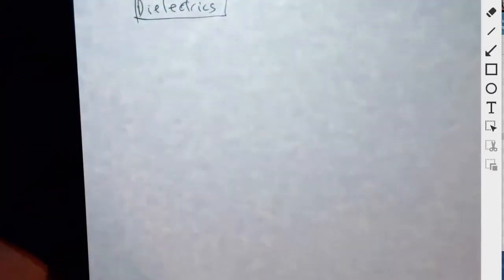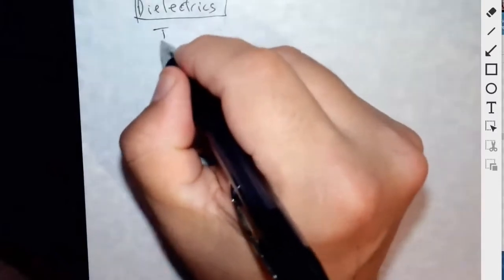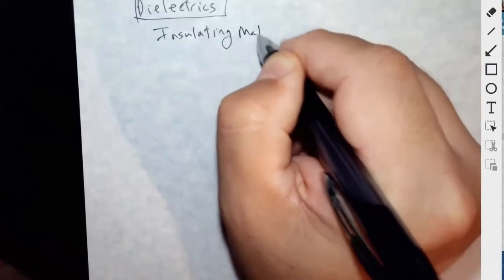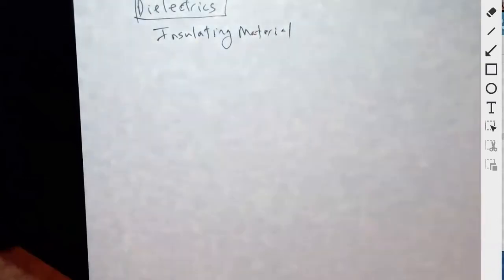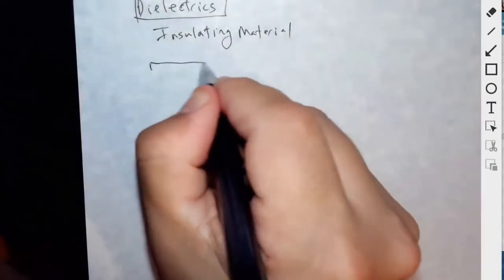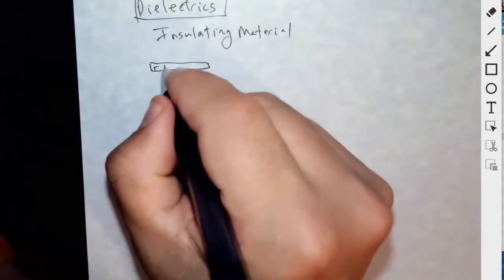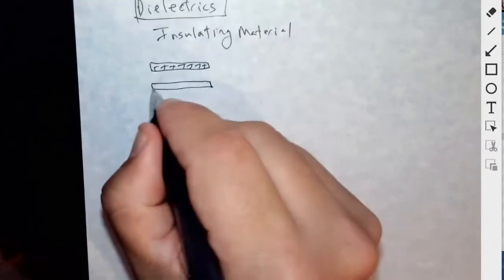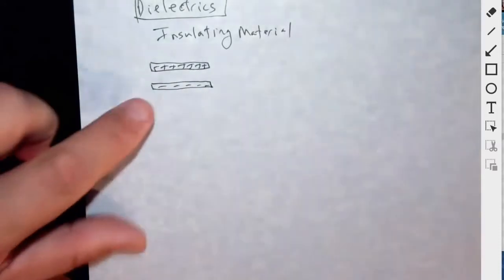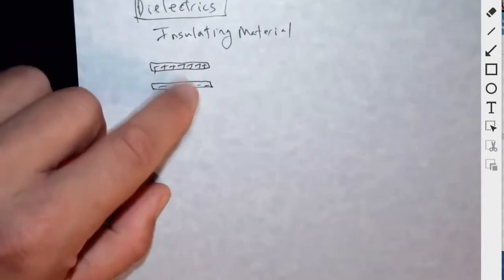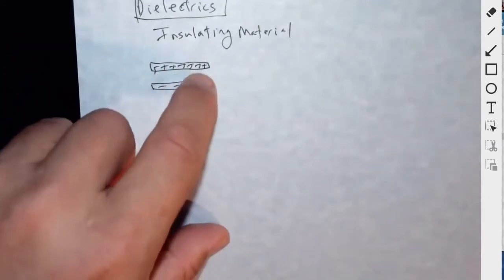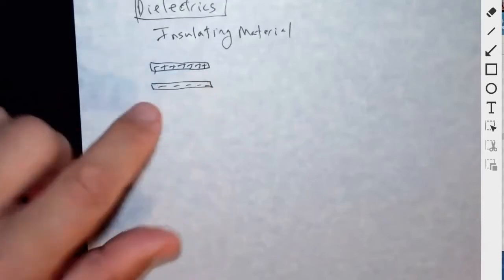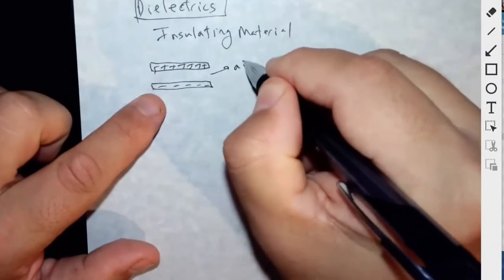And another word for dielectric is an insulating material. Okay, so usually, let's see, this would be a parallel plate capacitor. The capacitor can be made like this with air in there or vacuum, but then that's going to be a weak capacitor. We can call that an air capacitor.